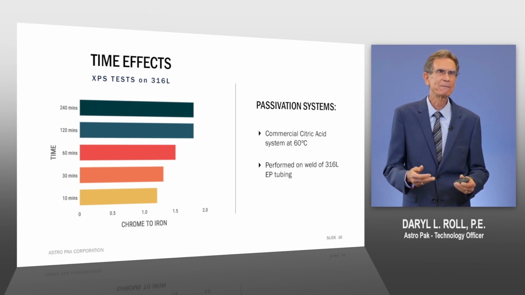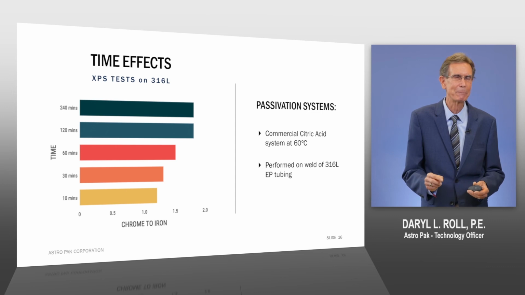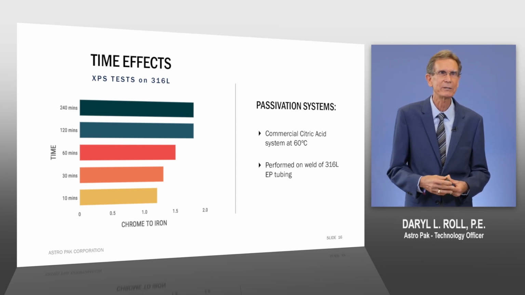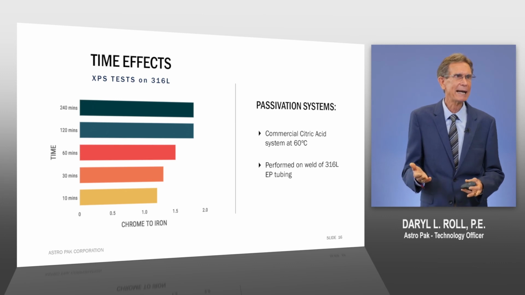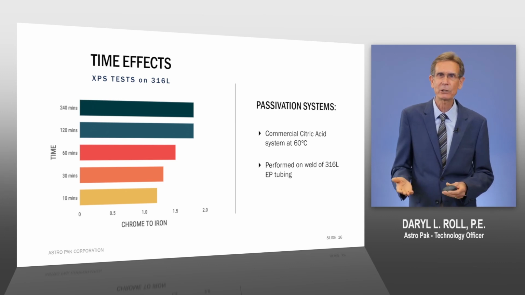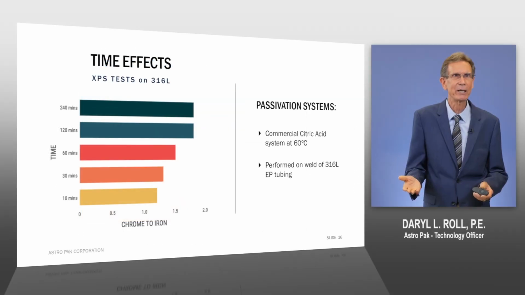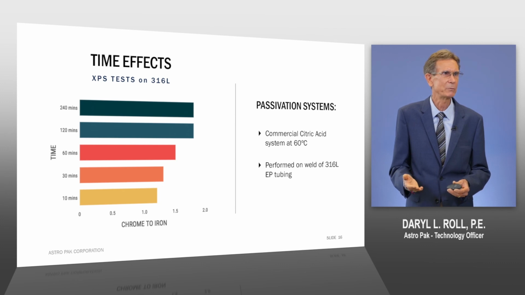But if we run it for 30 minutes, we get a little bit better, but it's really not good enough. It's still only about 1.3. If we run it for an hour, we finally get to the equivalence of nitric acid at 1.5. So we know we have to run at least a minimum of 1 hour. But if we run for 2 hours, we get to 1.8 chrome to iron ratio. If we continue and we run it till 4 hours, we still only have 1.8 chrome to iron ratio.